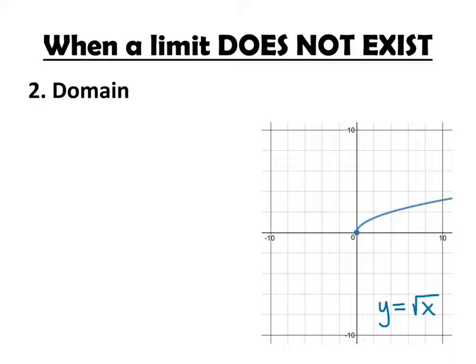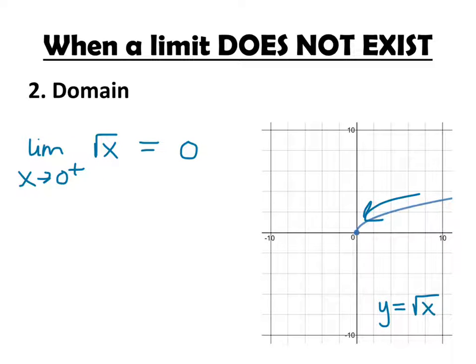We must make domain considerations on a graph like y equals square root x when approaching an endpoint on the domain. If we take the limit as x approaches 0 from the right of our square root x function, that's our endpoint on the domain, our y values are headed to 0. However, we cannot approach 0 from the left. There are no x values to the left of 0 in the domain because you can't have a square root of any negative x value and expect a real number.